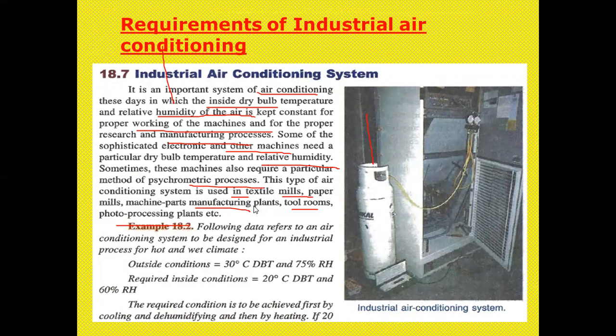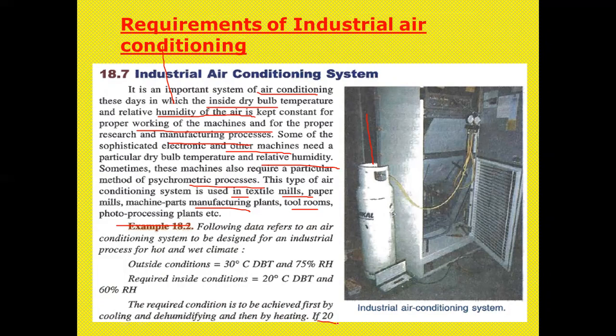The following data refers to an air conditioning system to be designed for an industrial process for hot and wet climate. So the outside conditions are 30 degrees centigrade DBT and 75 percent RH. The required inside conditions are 20 degrees centigrade DBT and 60 percent RH. The required conditions are to be achieved by first cooling and dehumidifying and then heating.